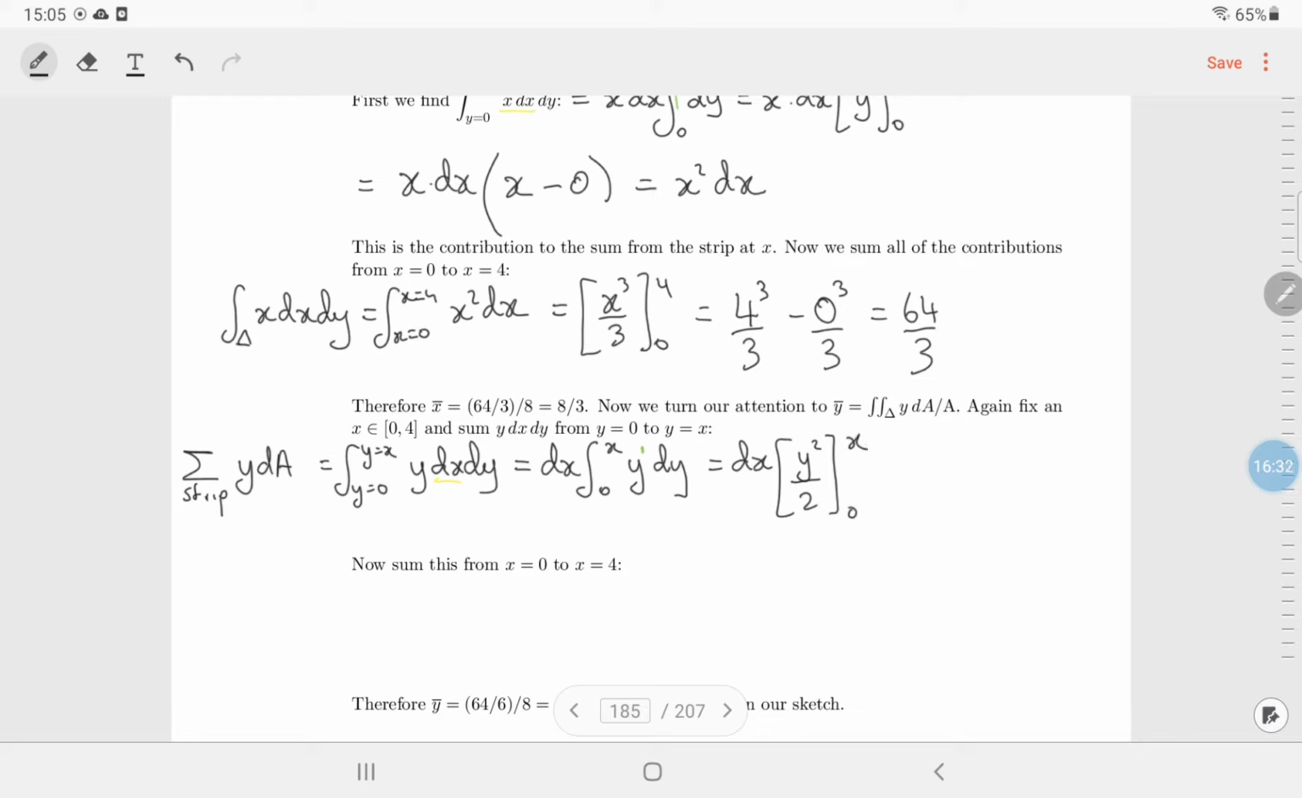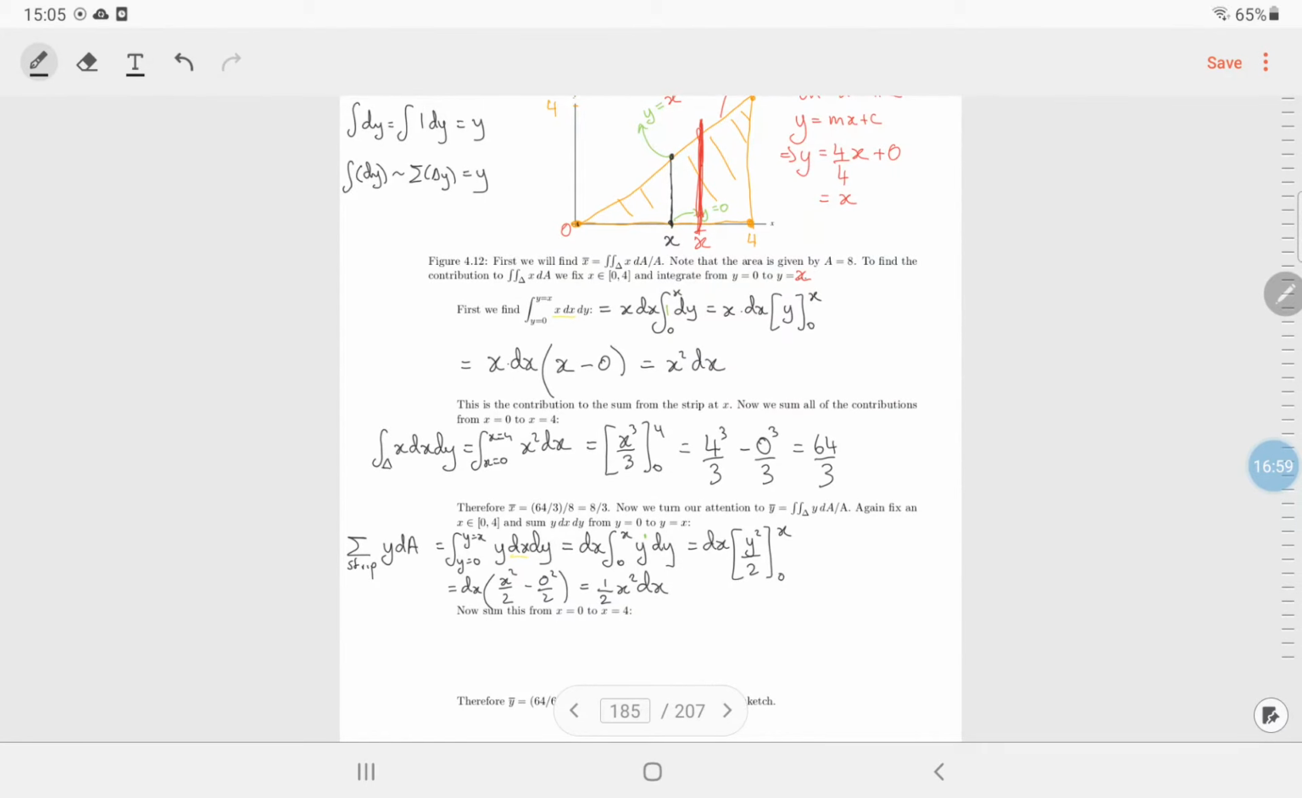And similar story to above, I think we have space here. So you get dx, substitute top limit minus bottom limit. So y equal to x, giving you x squared over 2, minus y equal to 0, giving you 0 squared over 2. So what we get here is a half x squared dx, because dividing by 2 is multiplying by a half. So if you're adding up y dA over a strip, the bigger x is, the bigger that sum is going to be. And there's two reasons why it gets bigger.